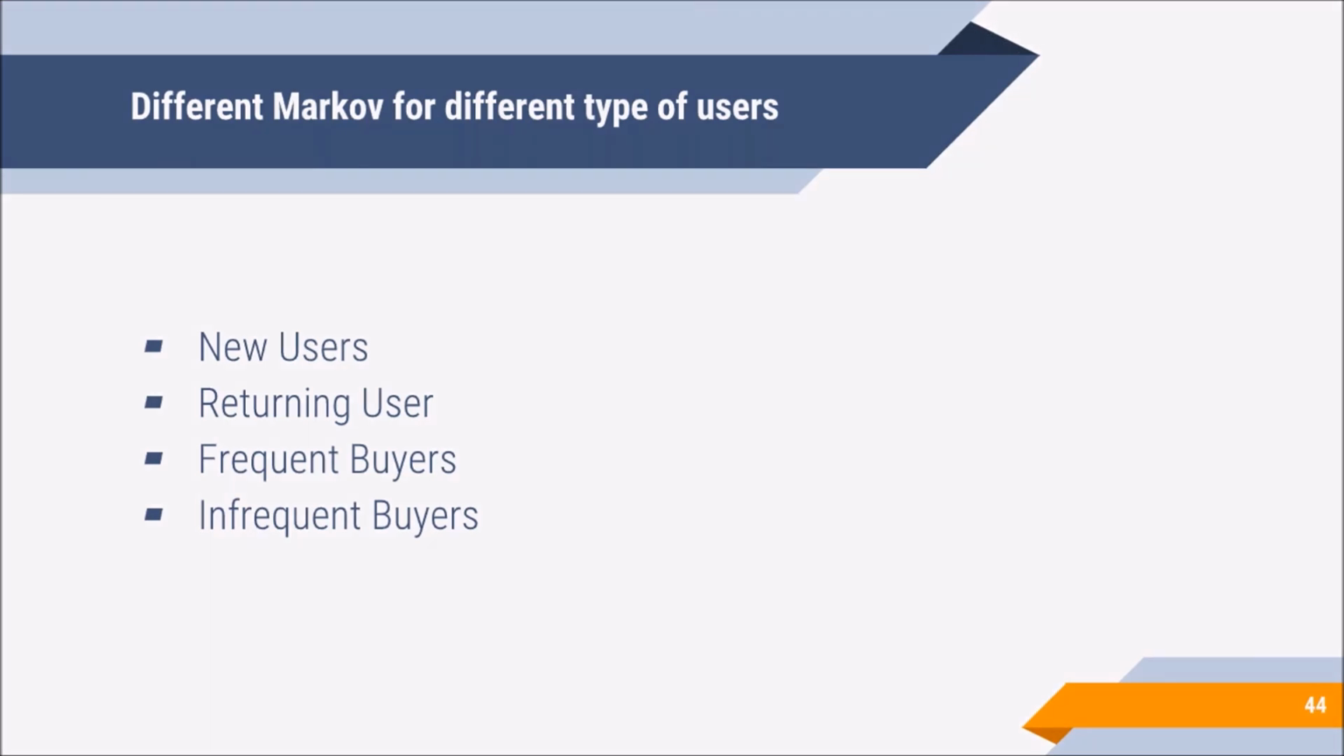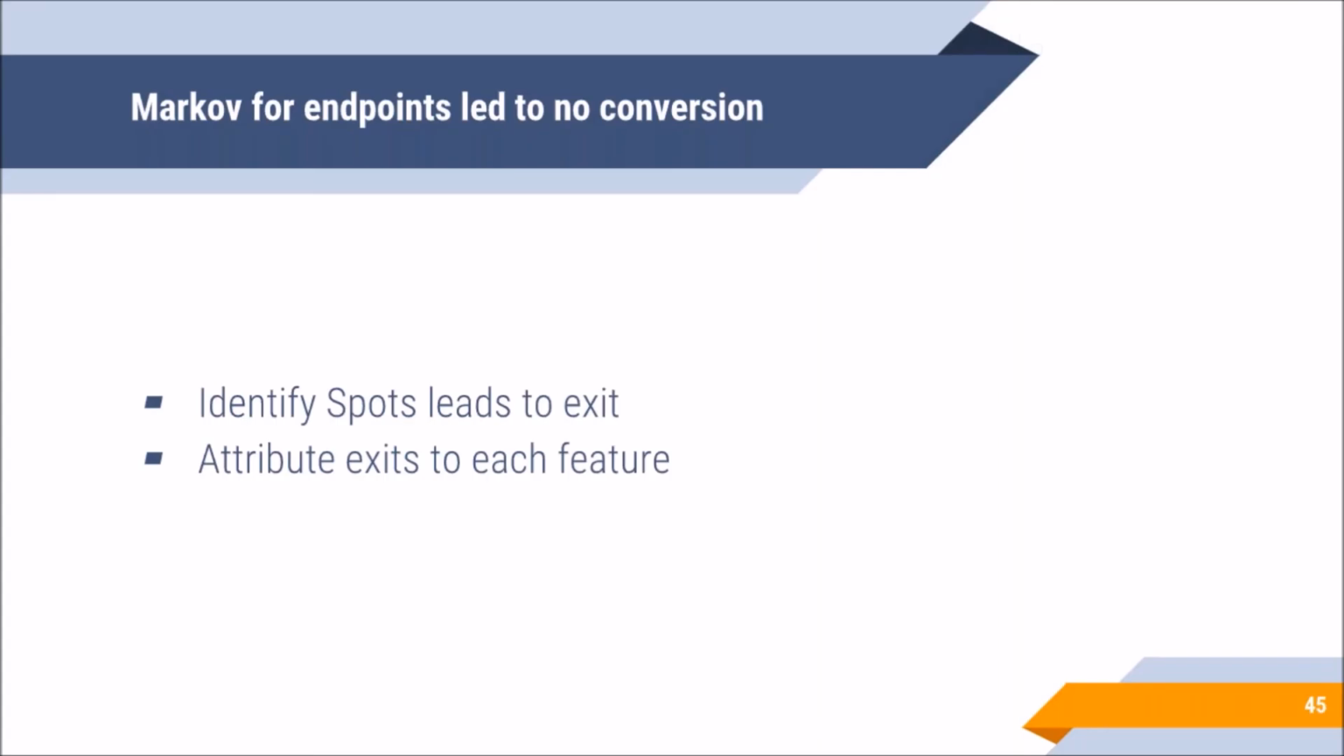Similarly, we can design a Markov model for endpoints which lead to no conversion. Now, in our example, we designed a Markov model with an end goal of a conversion. But the other way, we can design a Markov model which leads to no conversion. That will help us in identifying the spots that lead users to the exit, and we can attribute those exits to each feature, and we can optimize our features in a way that reduces the number of users leaving the property after using those features. So this can help in making the whole user experience more engaging.